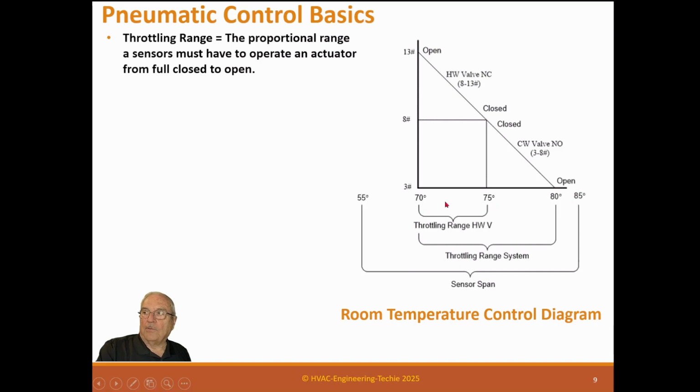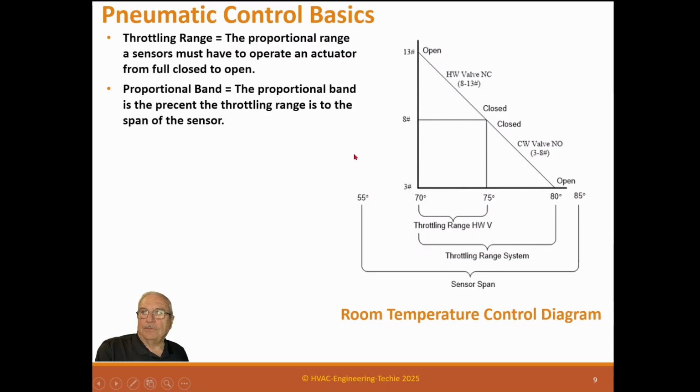So the throttling range for the hot water valve is 70 to 75. The throttling range for the chill water valve is 75 to 80. And the throttling range for the system is 70 to 80. The span of the sensor is 55 to 85. In other words, the room sensor for this, we'll get to this in a second.